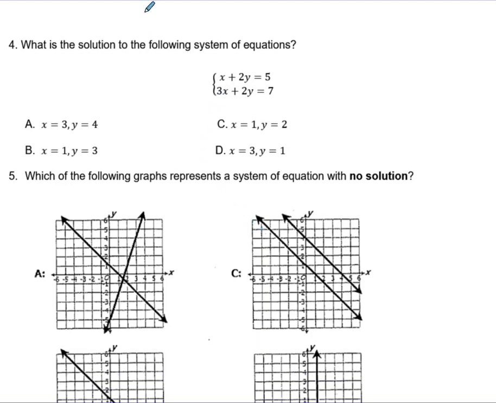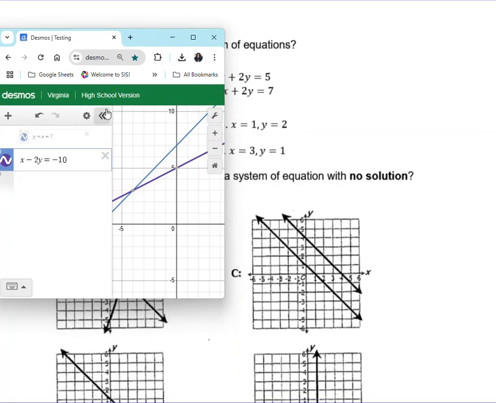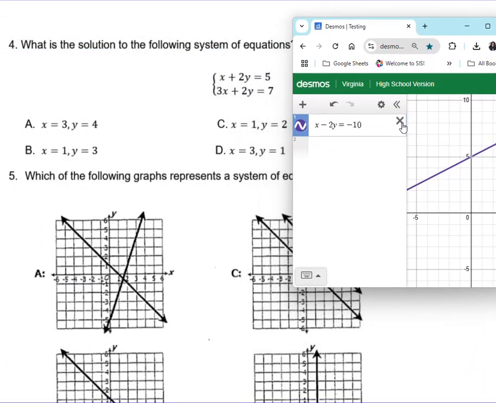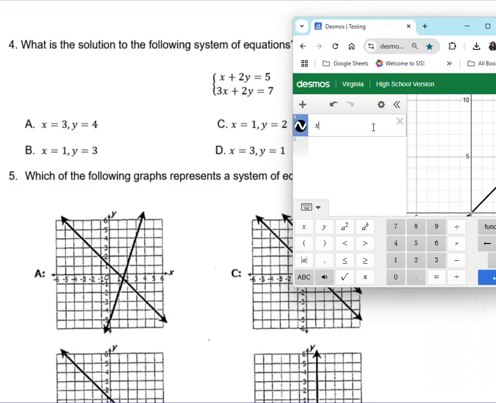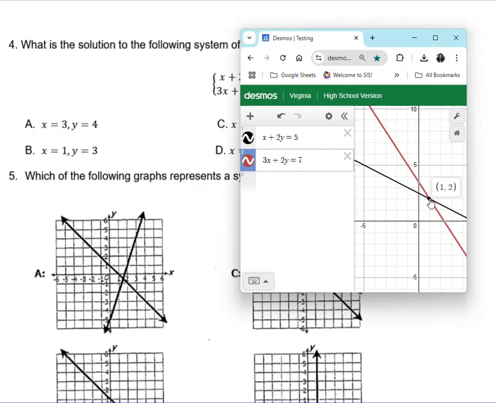Number 4, what is the solution? This is pretty much just plugging it in and finding our answers. So you have x plus 2y equals 5, and then 3x plus 2y equals 7. We're going to see where they cross each other. (1, 2). X is 1, y is 2.